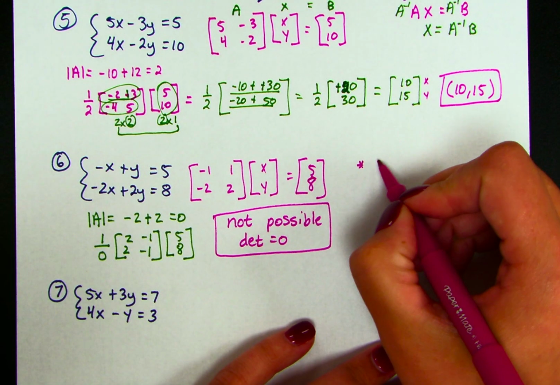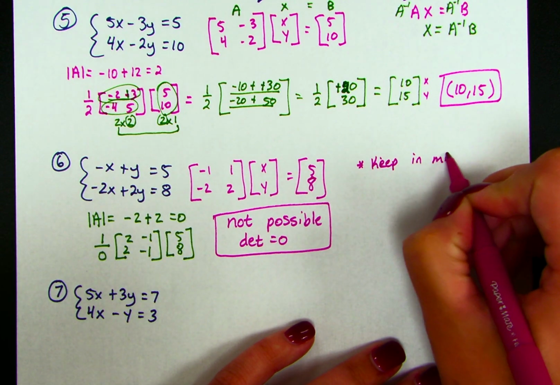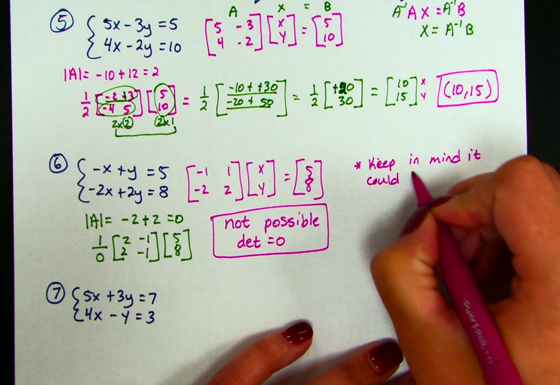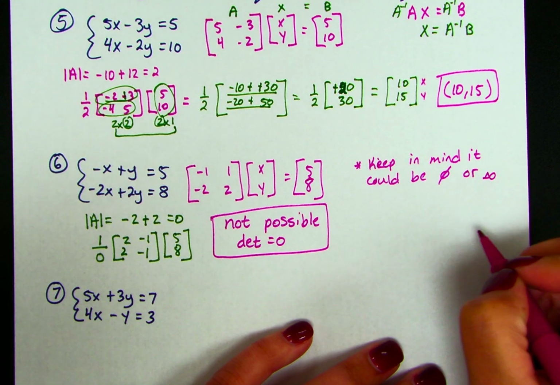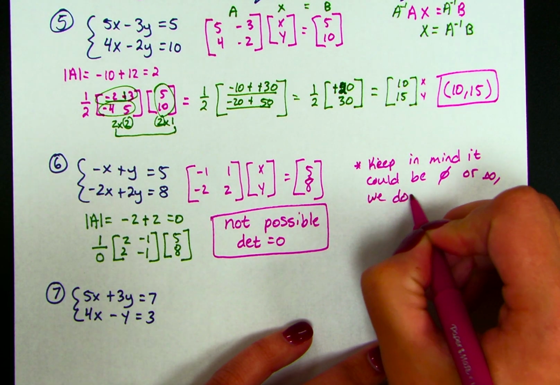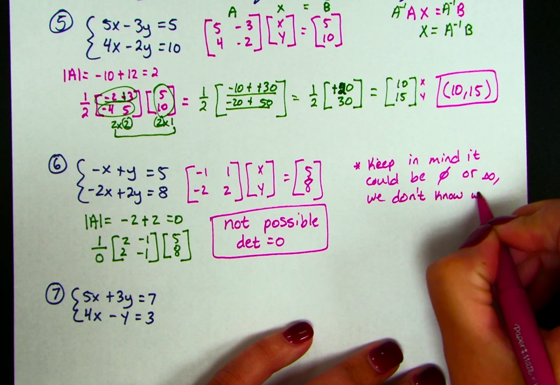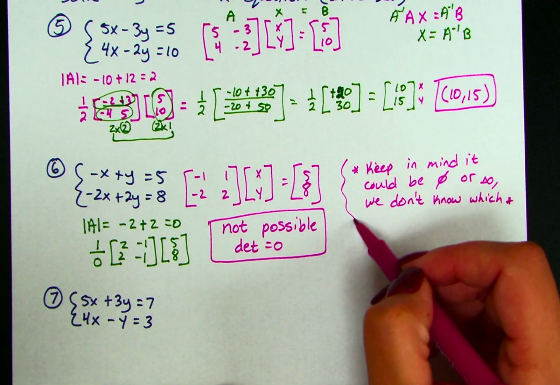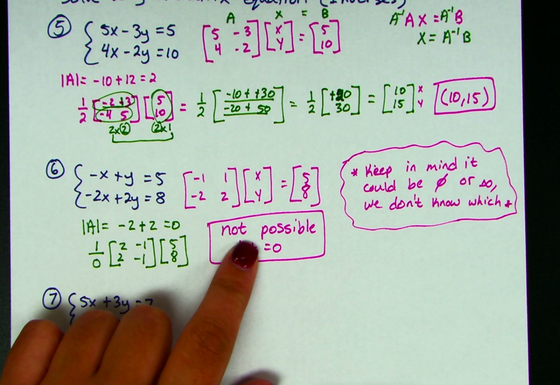It's just kind of a side note. When this happens, keep in mind, it could be a no solution answer or infinitely many solutions. So we don't know. That's why we're not allowed just to say no solution. We would have to do some other method to actually find out if it's no solution or infinitely many. Okay, so keep that in mind. This has to say "not possible." If you write no solution, I'm going to mark it wrong on your test.